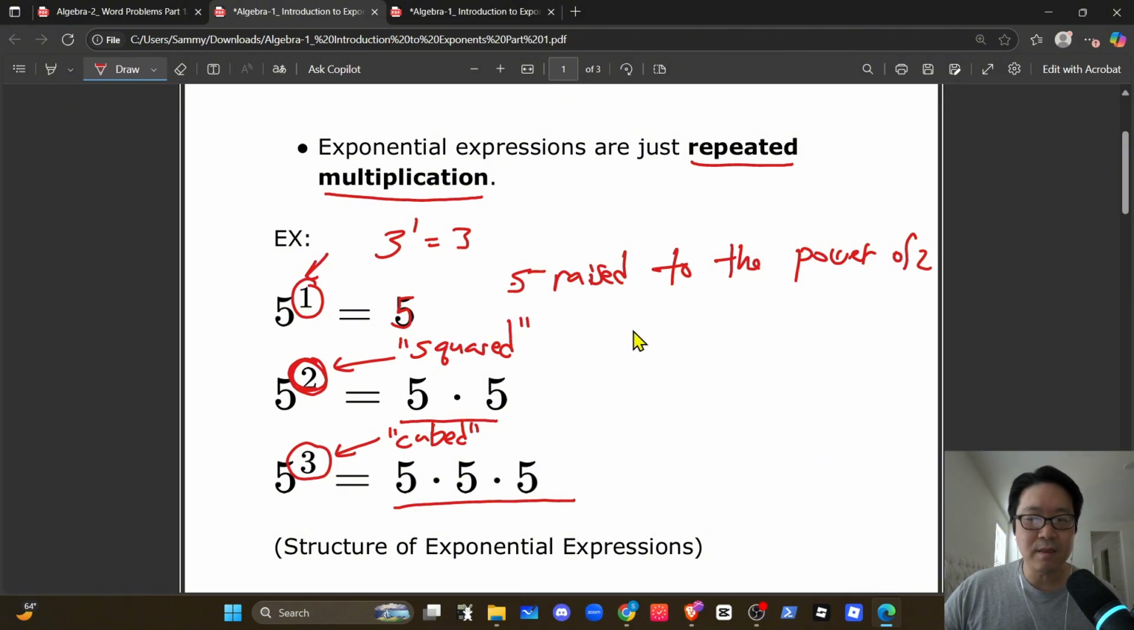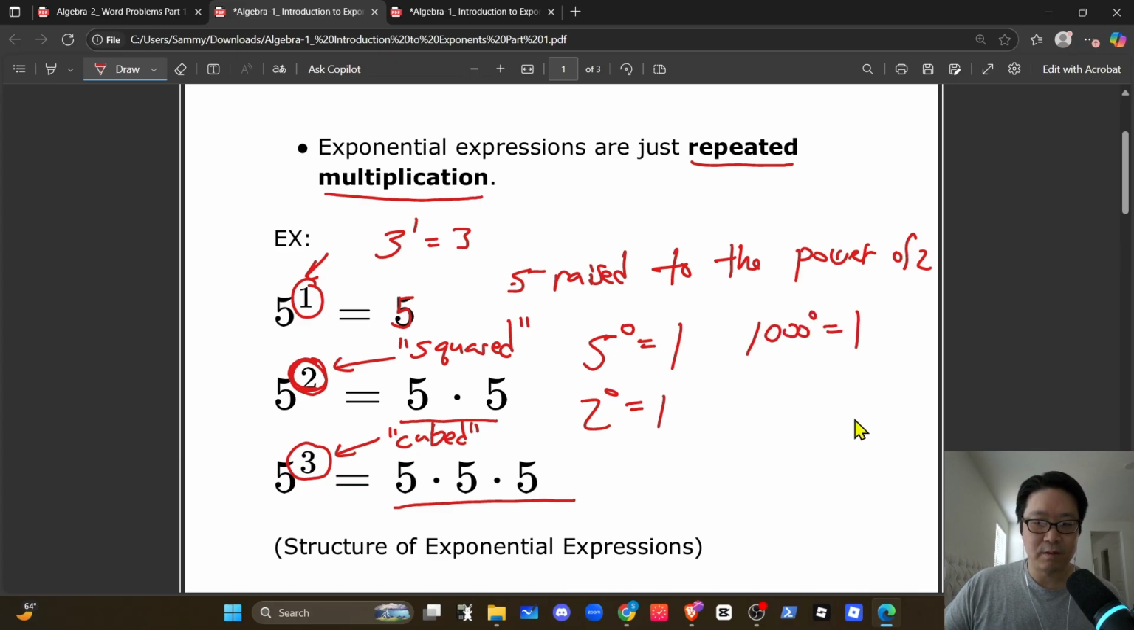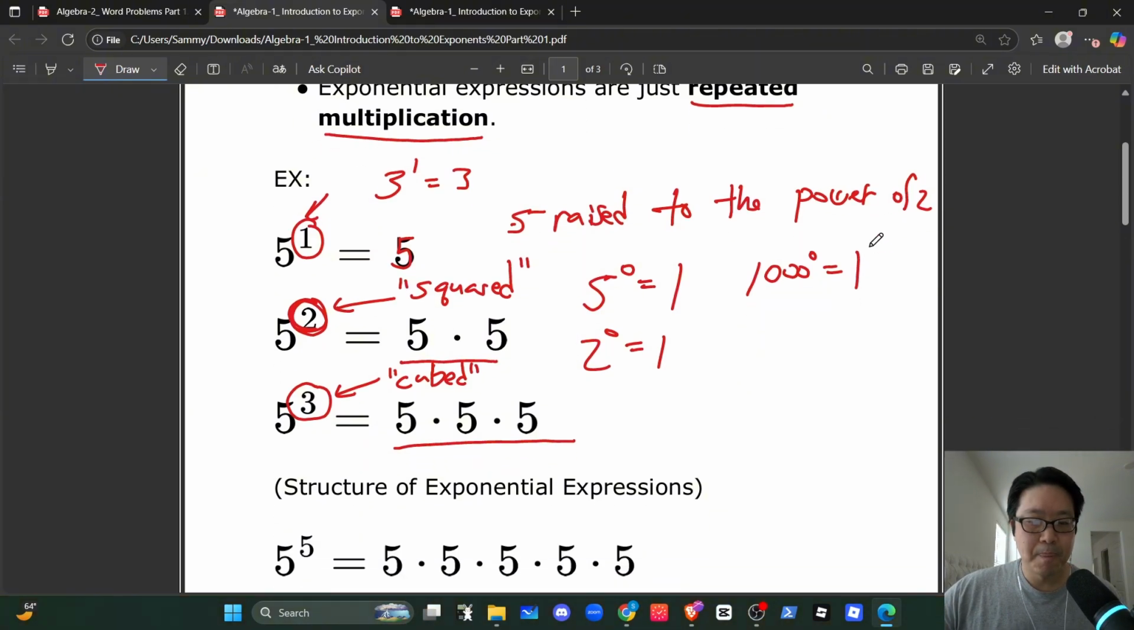By the way, anything raised to the power of 0 is 1. So any number, so 2 raised to the power of 0 is 1. 1,000 raised to the power of 0 is 1. Something you just need to remember.